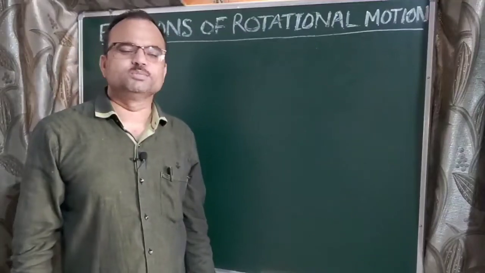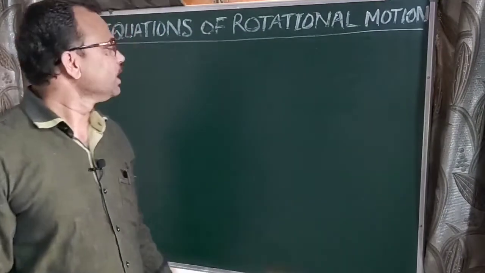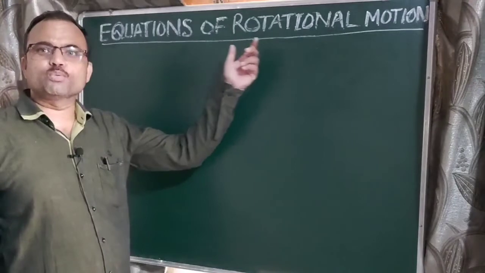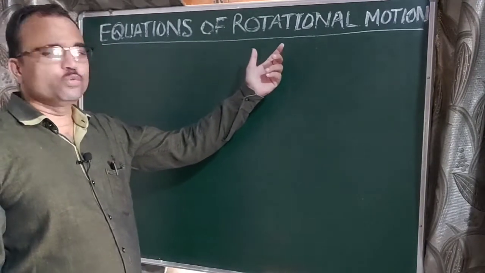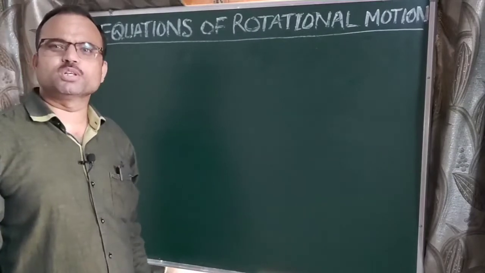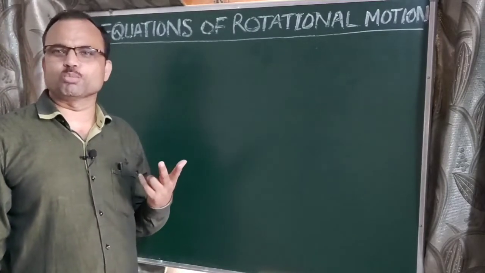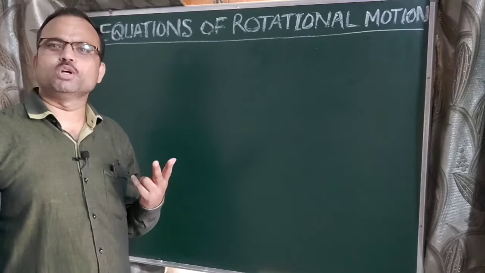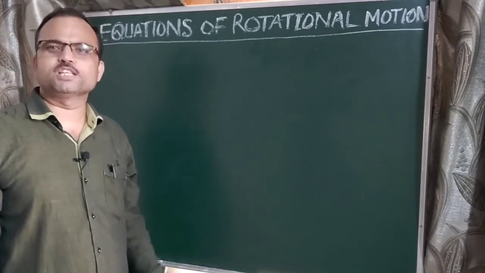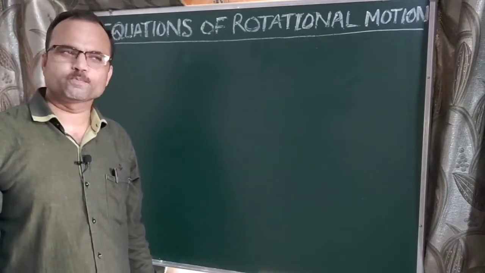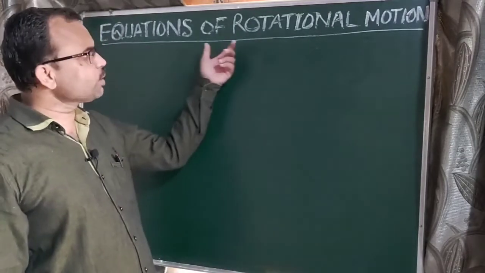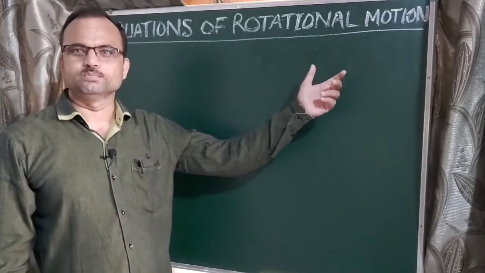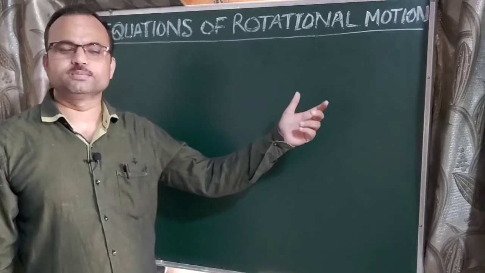Good morning students. Today I am going to start the new topic, equations of rotational motion. As we know, in linear motion there are mainly three equations of motion: v equal to u plus at, s equal to ut plus half at square, and v square equal to u square plus twice as. But in case of rotational motion the equations are different.